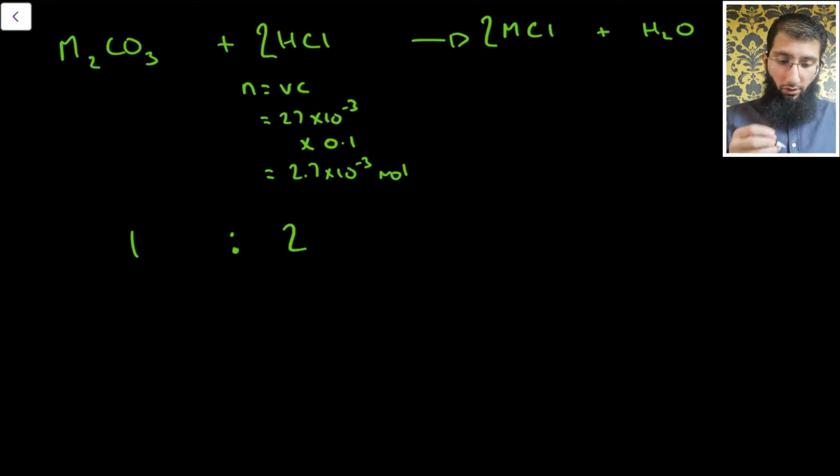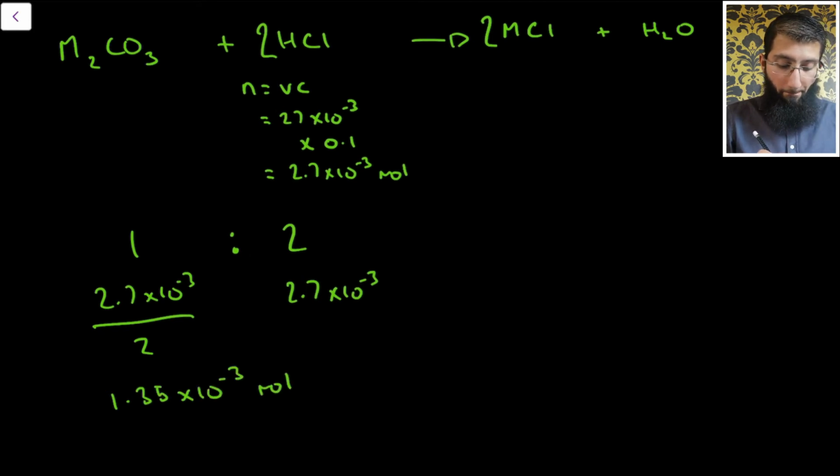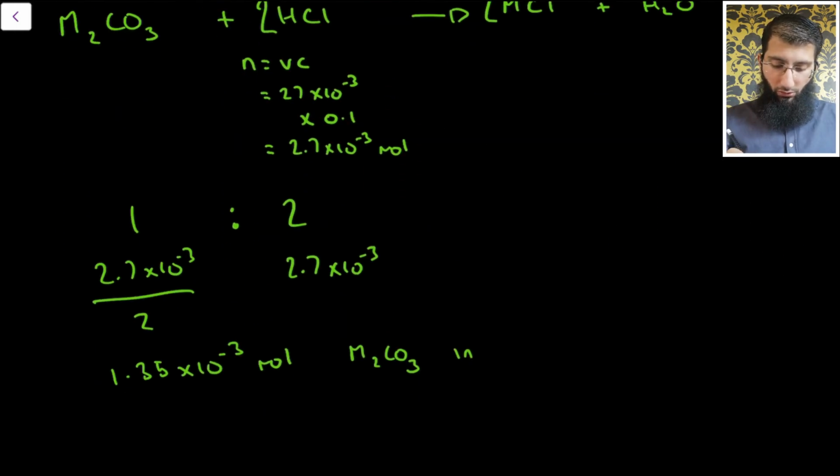So if I know the moles of HCl as 2.7 times 10 to the minus 3, then that must mean half the number of moles must be the moles of M2CO3. So 2.7 times 10 to the minus 3 divided by 2 gives us 1.35 times 10 to the minus 3 moles of M2CO3. And that's in 25 centimeters cubed because we've just worked out the ratio in 25 centimeters cubed.